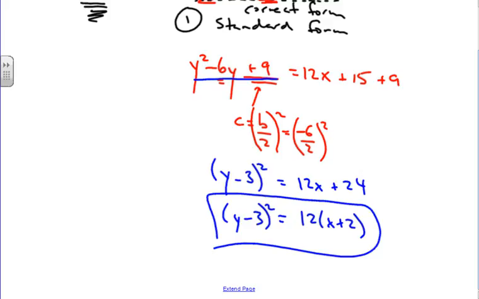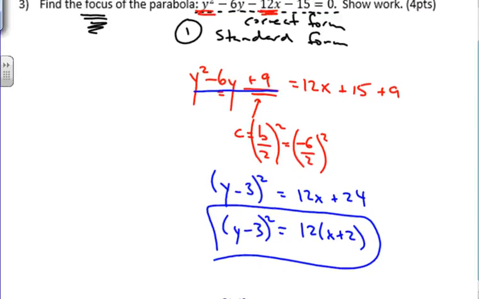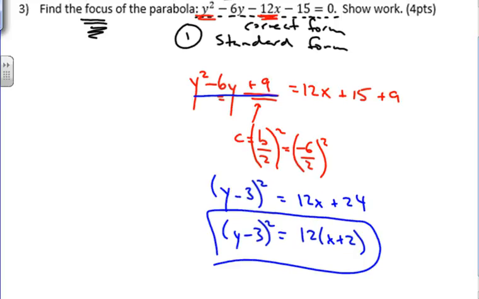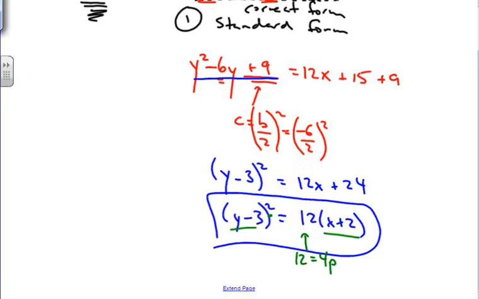If you graph this parabola, the key thing is we're going to figure out the focus. Now, the focus is inside of the parabola, and we have to find the p-value. The p-value can be found by taking the coefficient next to the expression that is not squared. So x plus 2 is not squared, because y minus 3 is squared. So we take that: 12 is going to equal 4 times p. And now we solve for p. P is going to equal 3.